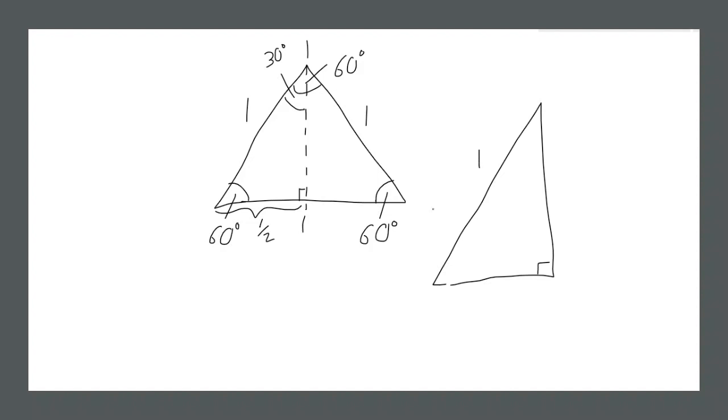Hypotenuse is 1. The base is 1 over 2. This larger angle here is 60 degrees, and the smaller angle here is 30 degrees. And we have this one other side length to figure out. Okay, so let's figure it out.